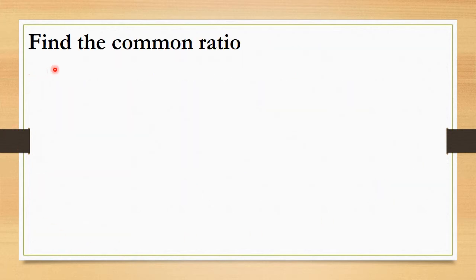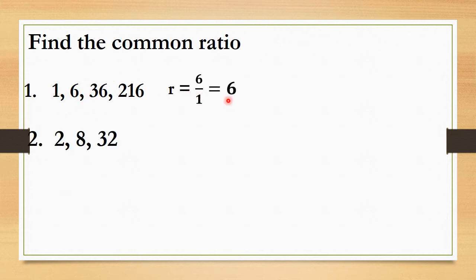So let us find the common ratio. For number 1, we have 1, 6, 36, 216. To find the common ratio, let us divide any term by the preceding term. Let us use 6 and 1. Let us divide 6 by 1. Our common ratio is 6.